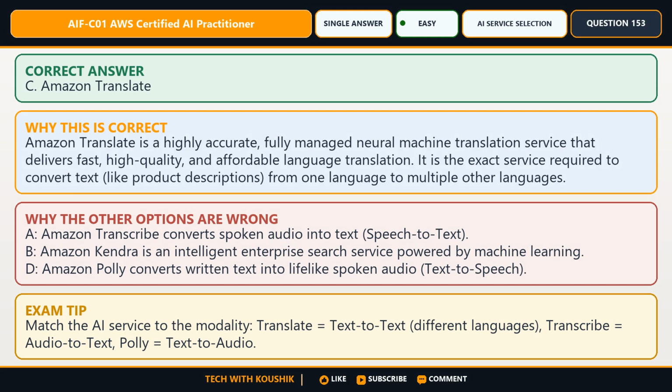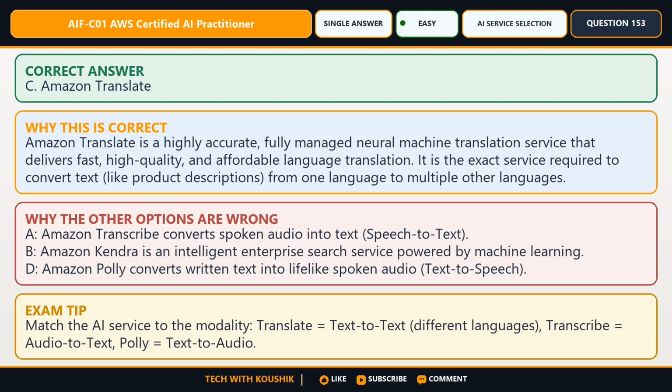The decisive reason is Amazon Translate is a highly accurate, fully managed neural machine translation service that delivers fast, high-quality, and affordable language translation. It is the exact service required to convert text, like product descriptions, from one language to multiple other languages. Here is how to rule out the alternatives. A. Amazon Transcribe converts spoken audio into text, speech to text. B. Amazon Kendra is an intelligent enterprise search service powered by machine learning. D. Amazon Polly converts written text into lifelike spoken audio, text to speech.